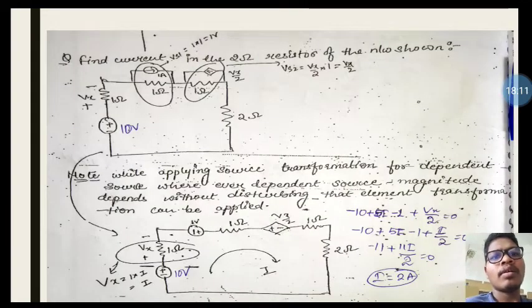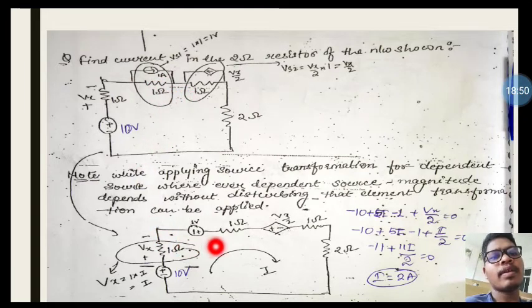Okay, now see one question related to this. Find the current in the 2 ohm resistance. This is the 2 ohm resistance, so we need to find the current across this. Okay, so what we need to do first, this is one current source with a 1 ohm resistance, and this is another voltage controlled current source. So we need to transform this current source to a voltage source with series resistance.